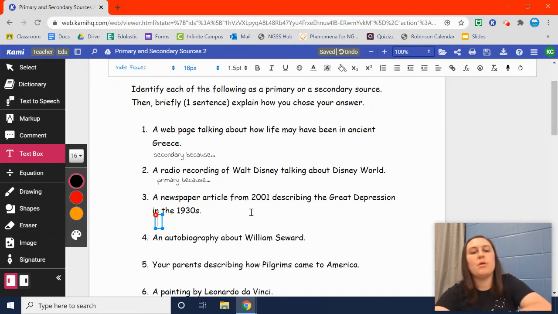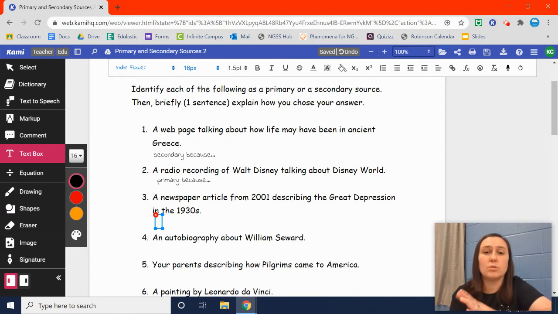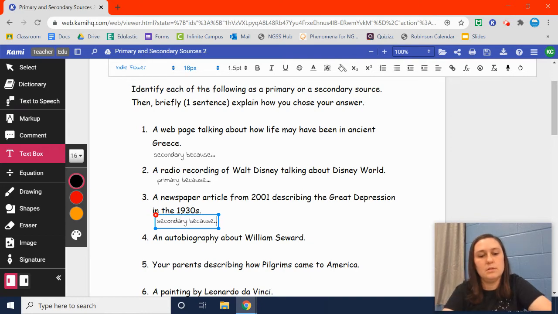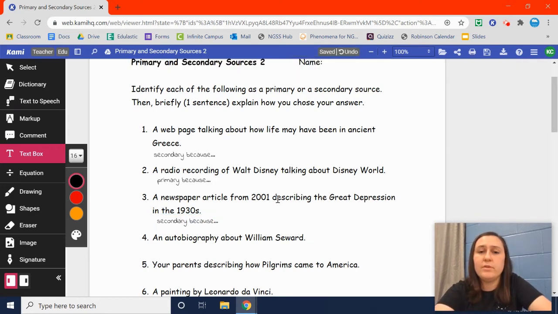Number 3, a newspaper article from 2001 describing the Great Depression in the 1930s. So, if they're talking about something that happened way long ago, it doesn't say they're interviewing anybody in the newspaper. Whoever's writing the article, they're not interviewing anybody from that time period. They're just talking about it. So that's going to have to be secondary. Because, and if you disagree with something that I put, if you think, well, no, that's primary, tell me why. Your explanation may make me change my mind.